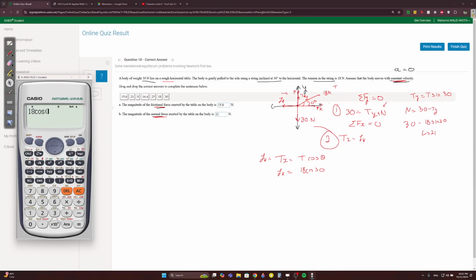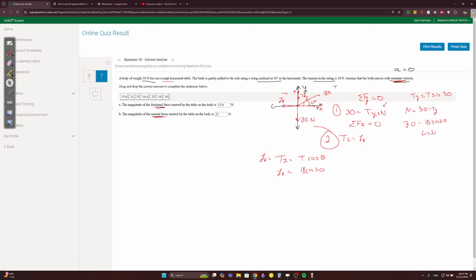Let's just do it. 18 cosine 30, 15.6. The other one's 21. I'm telling you it's 21 because sine 30 is 0.5. 18 times 0.5 is 9. So 30 minus 9, 21.